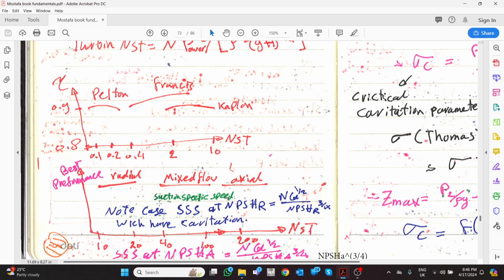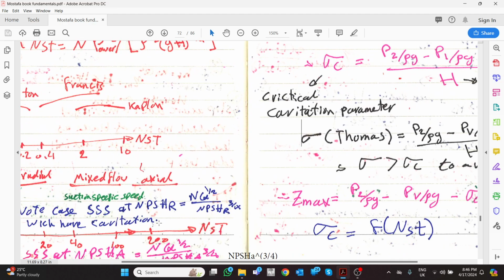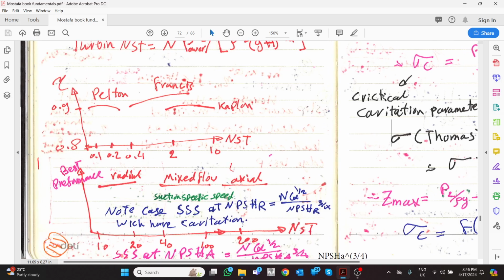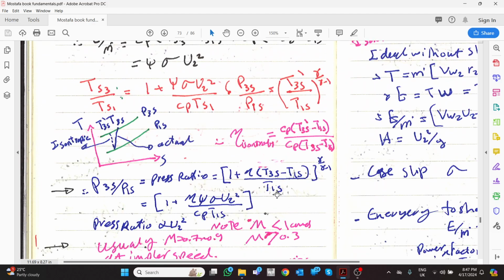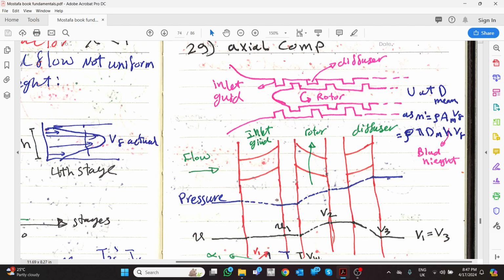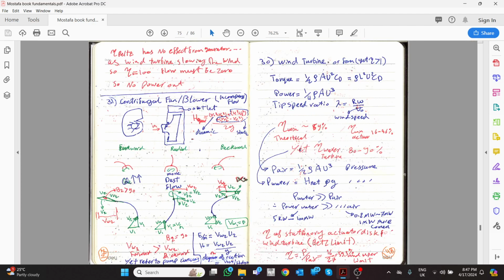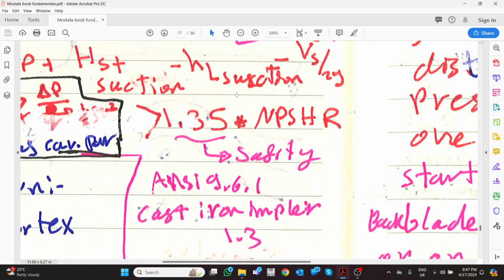Now you need to check something named suction specific speed, and it is like the specific speed of the pump, but bear with me. Now we know that there is net positive suction head, which we didn't discuss yet. Yeah, we'll discuss this one first.